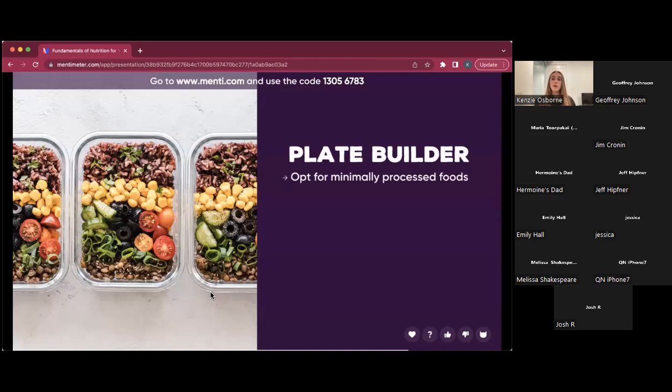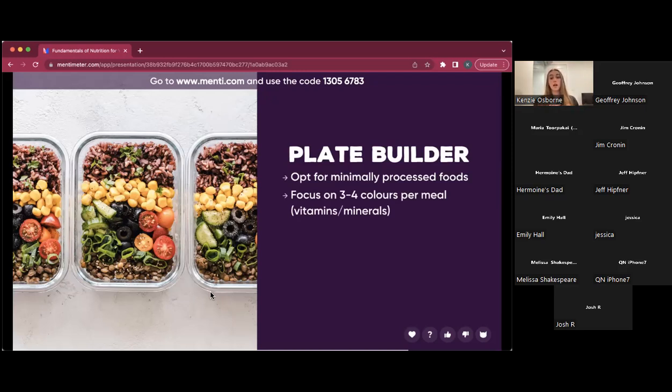All right, so how do you throw this all together when you are building your plate? The number one thing that I like to mention first is always try your best to opt for minimally processed foods. The less processed a food is, the more likely it is to contain more nutritional value. Focus on 3 to 4 colors per meal. This is going to help you get all of the vitamins and minerals you need in a day.